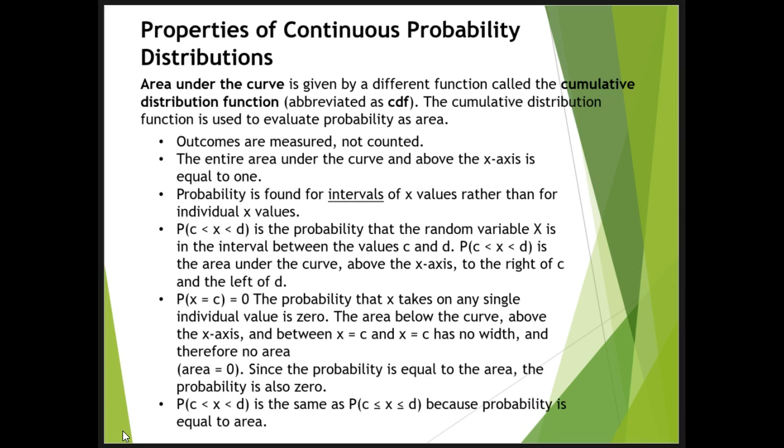The area under the curve is given by a different function called the CDF, the cumulative distribution function. And outcomes are measured, not counted. The entire area under the curve and above the x-axis is equal to 1, just like it is in probability. And the probability is found for intervals. Remember, that's the continuous part. And then we've got several different scenarios here that I will let you read for yourself, and we will go through these in some of the following examples.